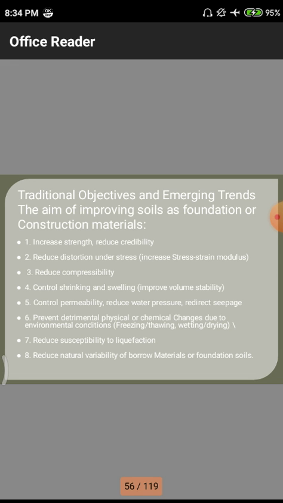Next one we are having is the control feasibility to reduce water pressure and reduce seepage. This is also directly proportional to the fourth point, shrinkage and swelling. That means the shrinkage and swelling is directly proportional to this entrainment of water. That means if there is water, automatically there may be permeability. Likewise, we are having to reduce the water pressure.